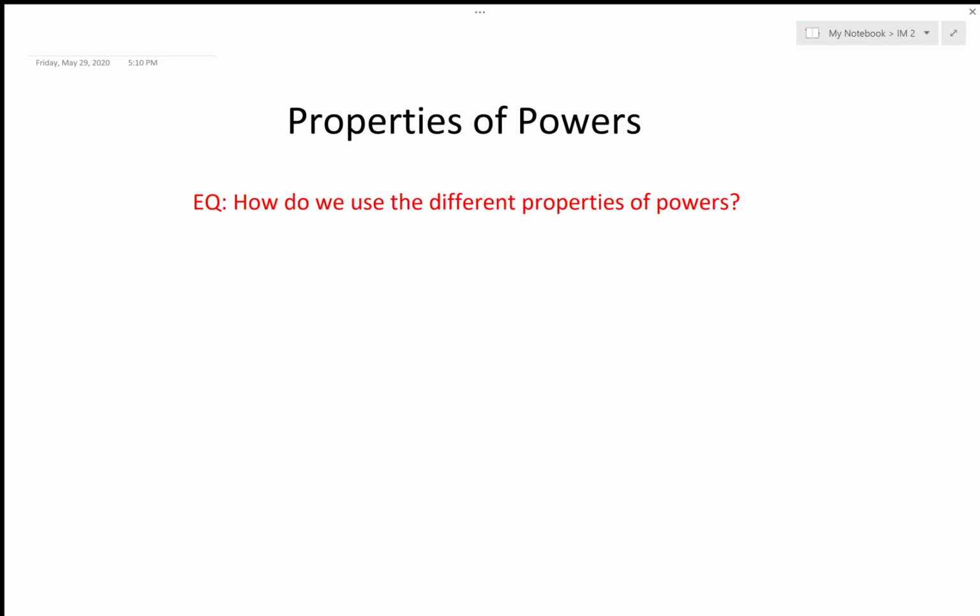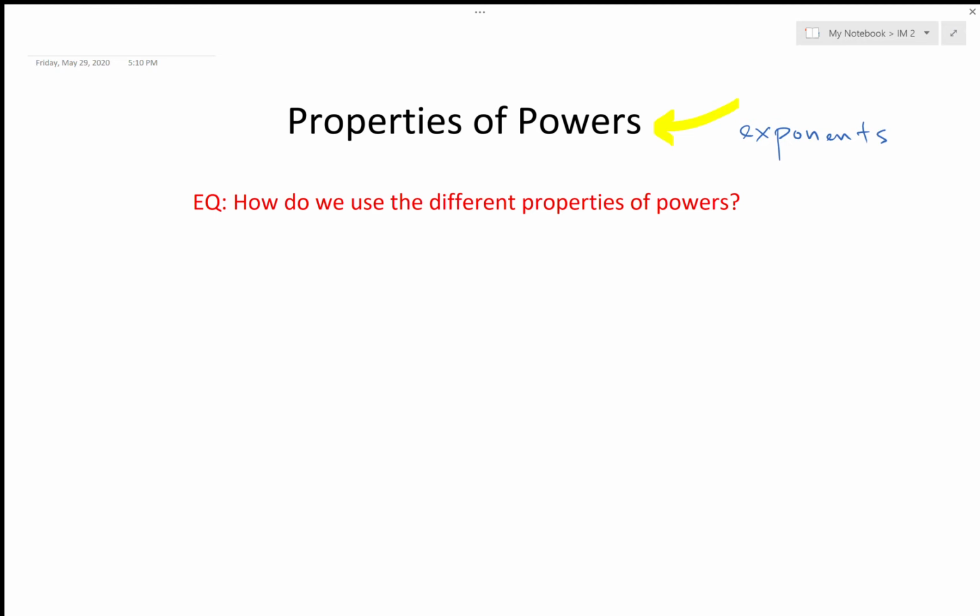Previously, we talked about the operations for polynomials, specifically adding and subtracting. Eventually, we will move on to multiplication, but before that, we need to look at these properties of powers. And we're talking about powers in terms of exponents, okay? Powers means exponents. So when it comes to multiplication, we need to know how to work with these properties of powers. So we're going to learn about 4 of them.